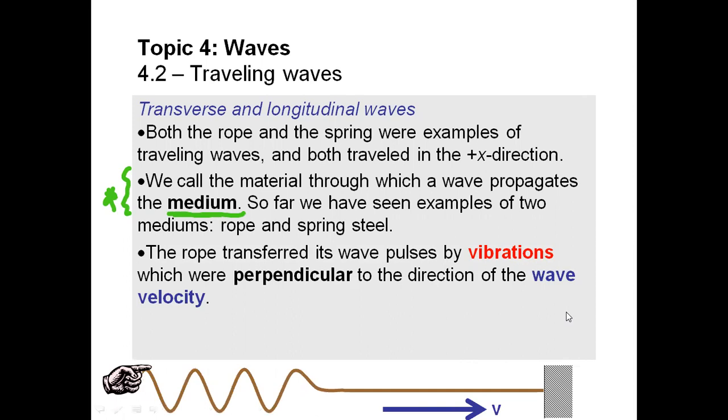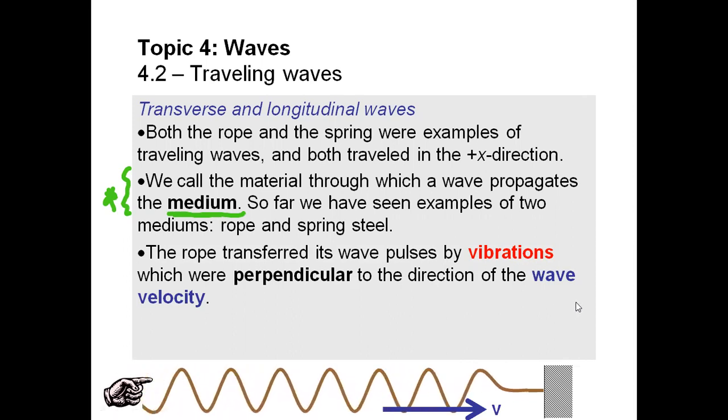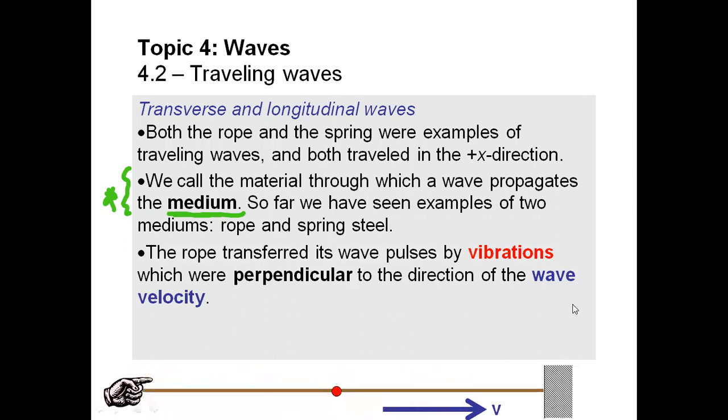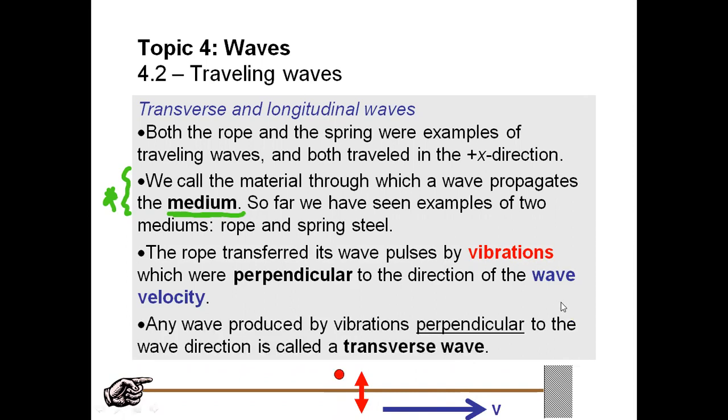Now we will have the definition here. Any wave produced by vibrations perpendicular to the wave direction is called a transverse wave. It's the first type of wave. So if the direction of wave travel and the direction of vibrations are perpendicular, this wave is always a transverse wave.